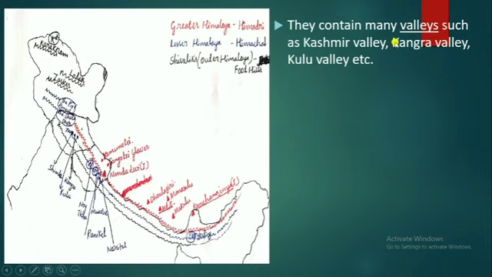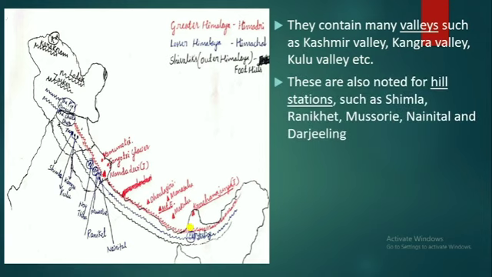Valleys also we can find. Which are the famous valleys? The Kashmir Valley, the Kangra Valley and the Kulu Valley. Where are they? Kashmir Valley, Jammu Kashmir. Next, Kangra Valley. Kangra means here, see, Kangra and Kulu. Kangra Valley and Kulu Valley are in Himachal Pradesh. So the valleys we can find in Lesser Himalayas are the 3 Ks: Kashmir Valley, Kangra Valley and Kulu Valley.